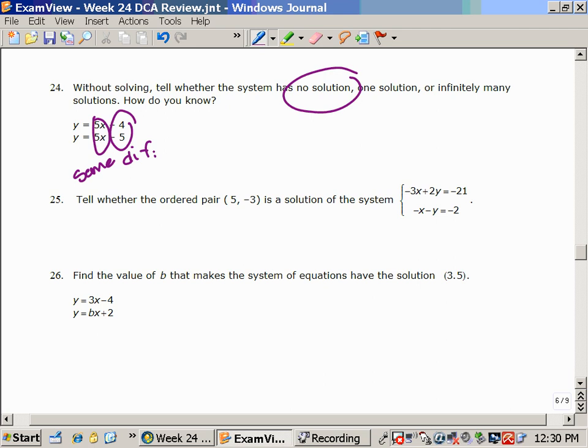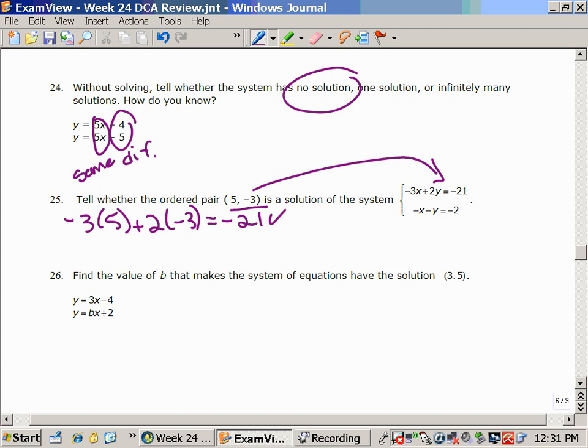That means that since they start at a different place and they have the same slope, they are never going to intersect. Number 25, I have to take the x and the y value and plug it into the system to make sure that it works for both of them. So that's negative 3 times the x value plus 2 times the y value. I have to make sure that gives me negative 21. Well, negative 15 and negative 6 is negative 21, so that looks like that will be right.